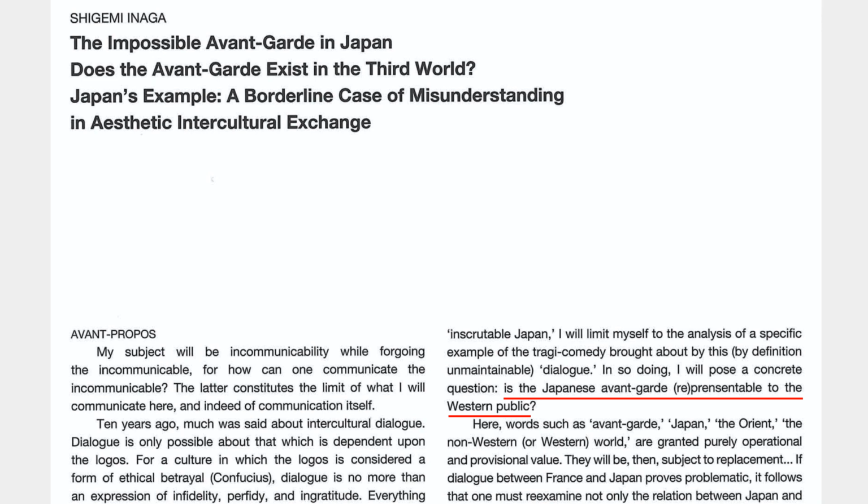There's the essay, so you could see the title in case you want to look it up. And I've just underlined the sentence with this question. Is the Japanese avant-garde representable to the Western public? The fundamental problem is conceptual because of the lack until recently of any word for fine art and the unresolved relationship between that and all other forms of making, which then get called craft.